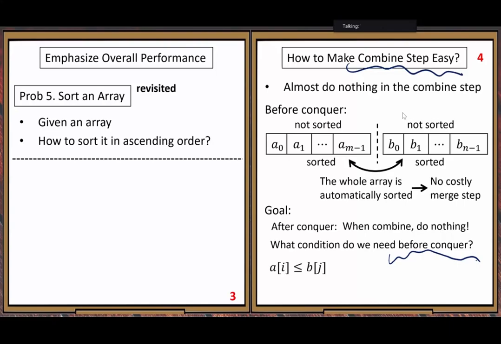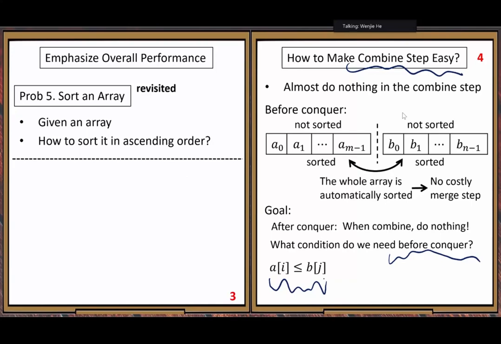So the property is this simple. This inequality is the property. Look at this inequality. A of I, where I is an arbitrary index in the A subarray. The value of A of I is less than or equal to B of J. This is the key property we need. You can also understand it this way: the maximum value of the A subarray should be less than or equal to the minimum of the B subarray.